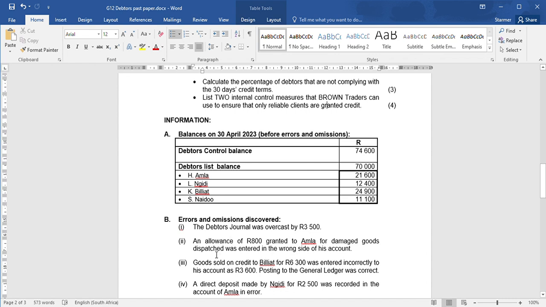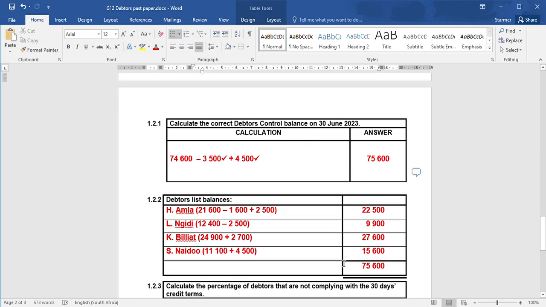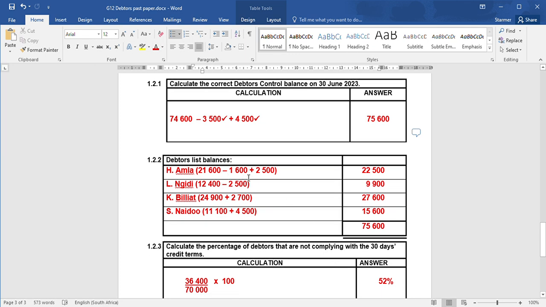Okay, the next one. An allowance of 800 Rand granted to Amla for damaged goods dispatch was entered to the wrong side of his account, so only Amla's account is wrong here. If you grant an allowance, you're supposed to decrease what he owes. If we've posted to the wrong side of his account, it means we've increased what he owes. So to fix that, you're going to need to double that amount of 800. You have to first of all decrease by 800 to get to 0, and then decrease it by 800 to get to the correct amount. So over here, with Amla, you see I've minused double 800, 1,600.